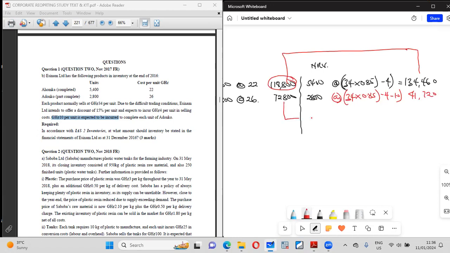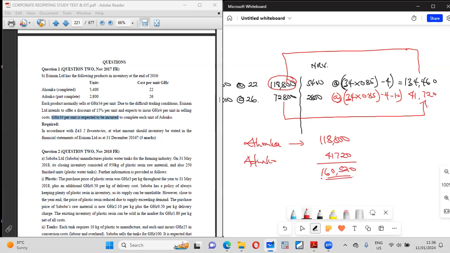So this one too, the lower that we will pick will be what? This one. So in terms of our picking, we will have ahumka. What you go to our financial statement, you have ahumka, which is 118,800. Then we have adonko, which is how much? This one is 41,720. So that is it. So in total, you add this one, 118,800. We have 160,520. So basically, that is how you find.